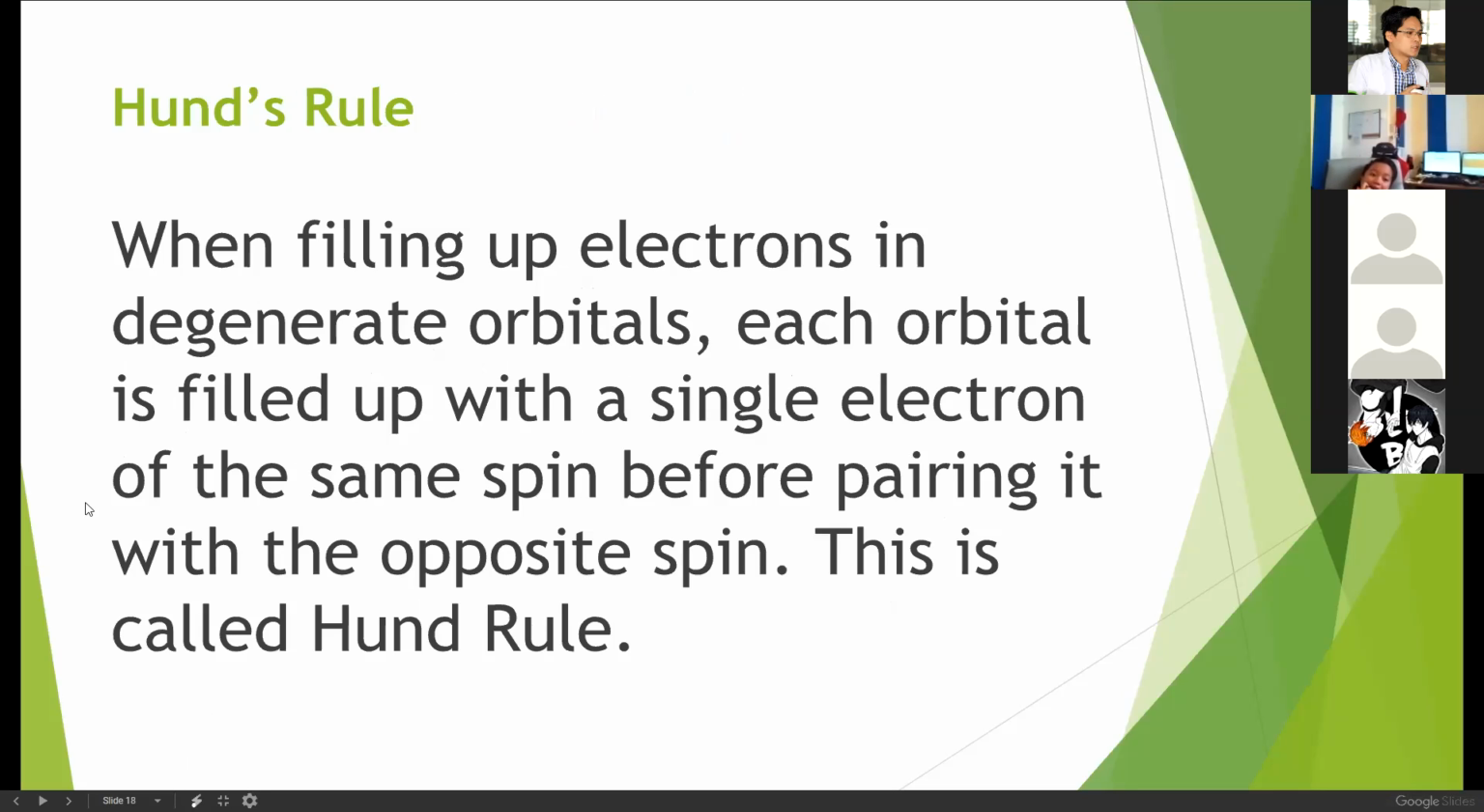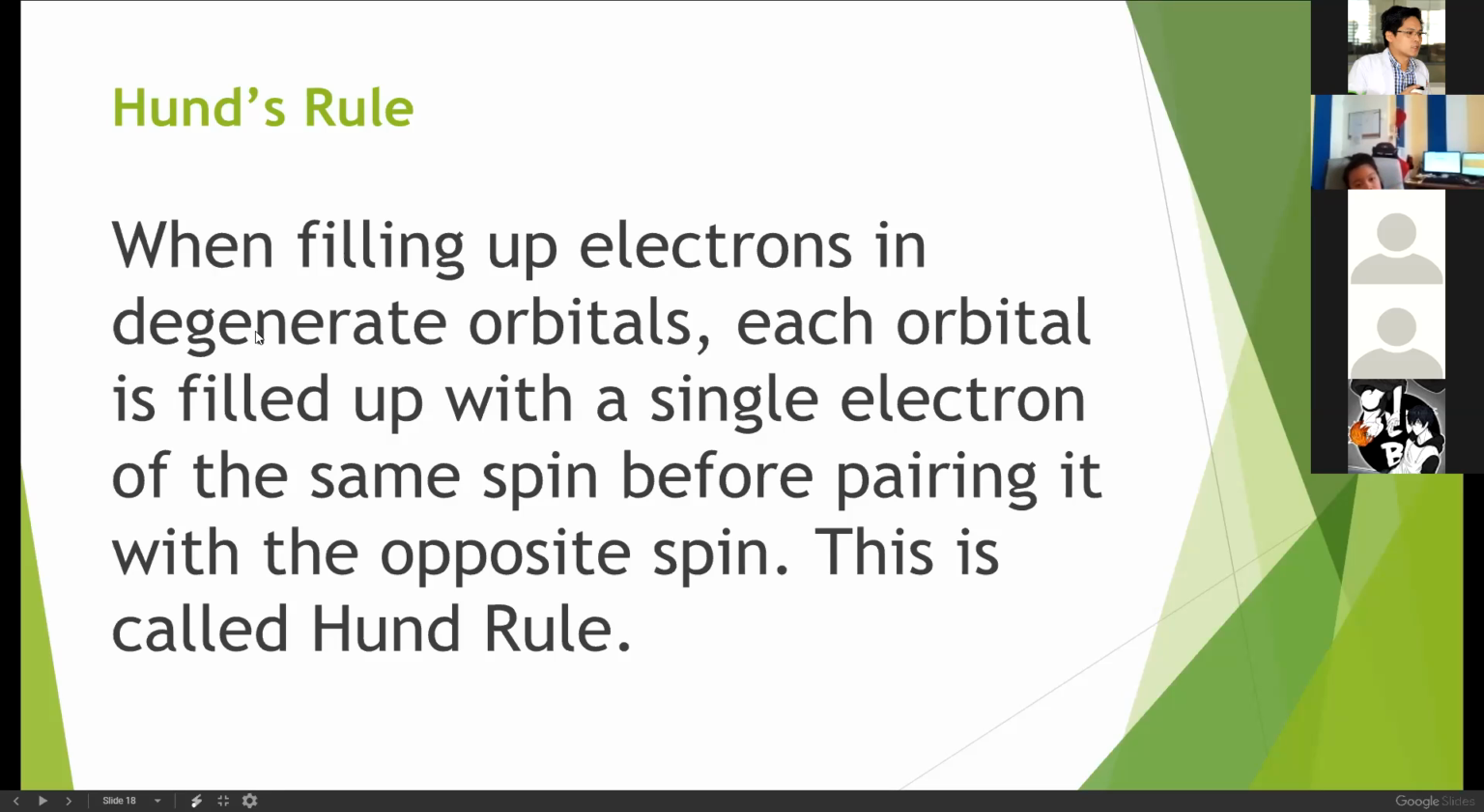Hund's rule. When filling up electrons in degenerate orbitals, each orbital is filled with a single electron with the same spin before pairing it with the opposite spin. This is called Hund's rule. When we fill up the orbitals, we fill them up singly first, with the arrow up. The one we discussed last meeting, last week.